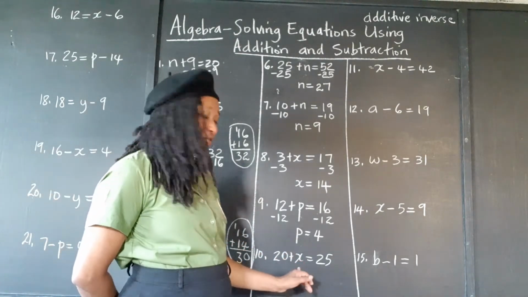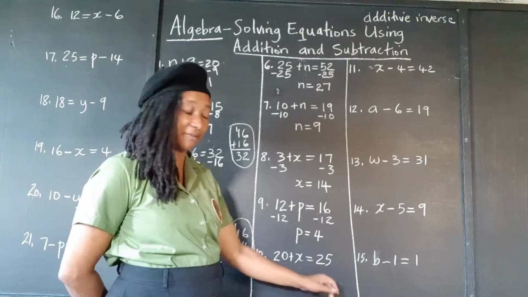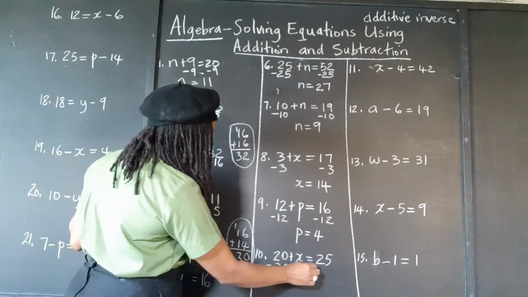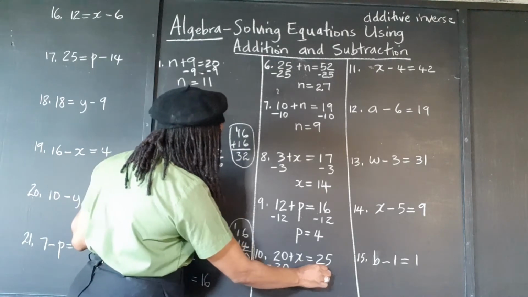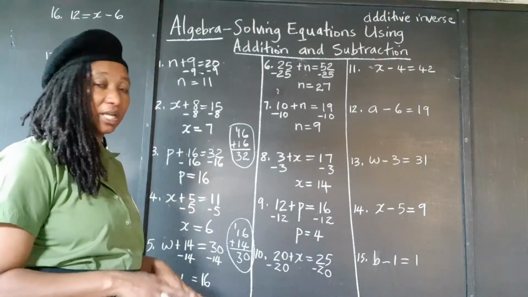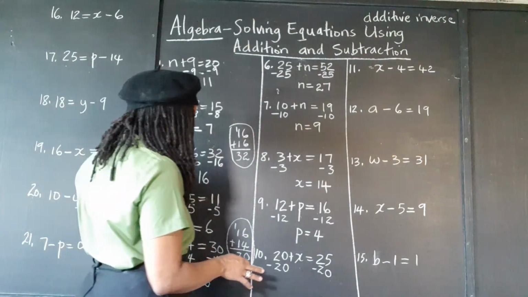20 plus which number gives 25? Let us subtract 20 from both sides. To balance it off, we have to do it on both sides. If we don't do it on both sides, we're changing up the whole equation. Our answer will be incorrect.